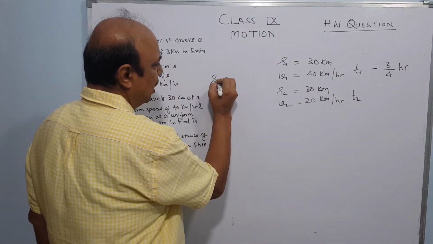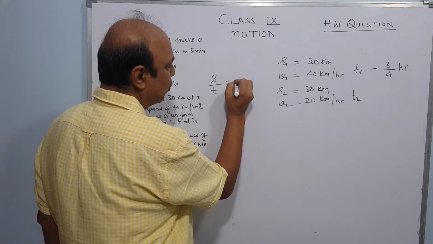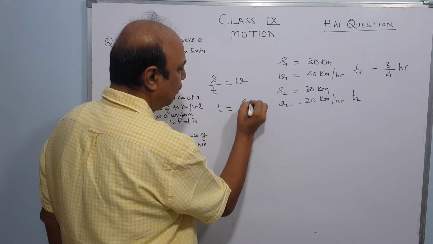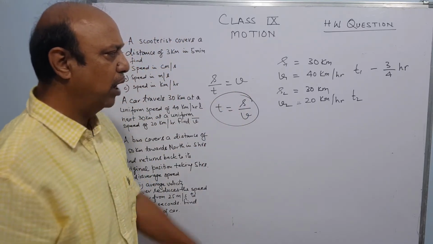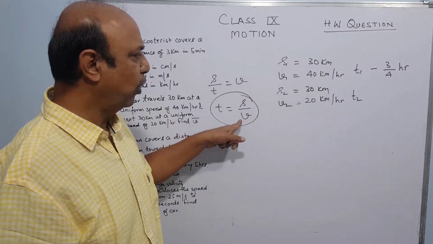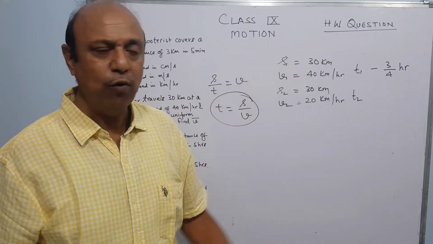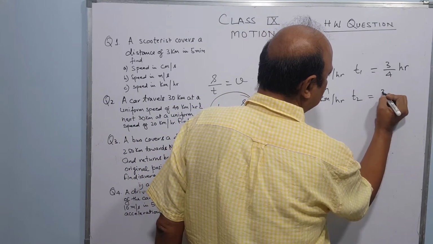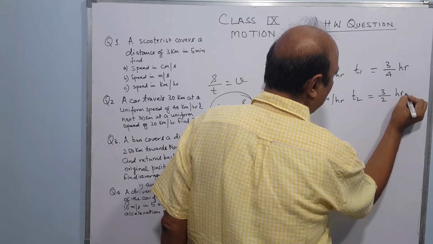S upon T is equal to V, so T is equal to S upon V. We have used this particular formula here. S is 30, V is 40, so 30 upon 40 is 3 by 4. Similarly, T2 is equal to 3 upon 2 hours.